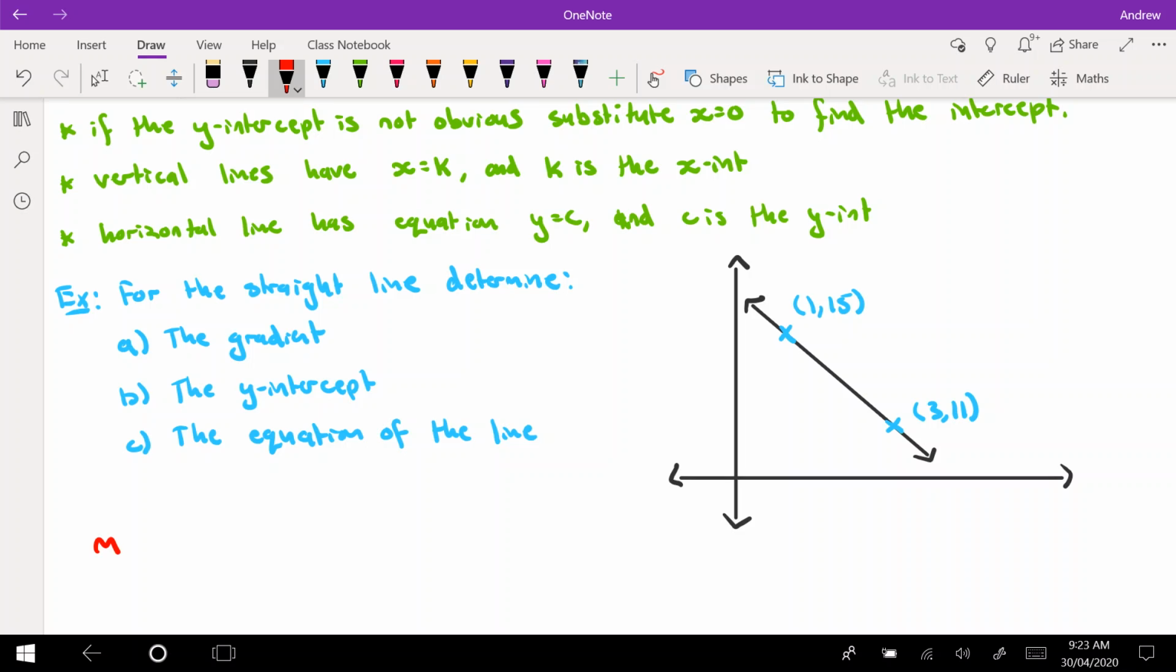So we know that the gradient is equal to y2 take y1 over x2 take x1. Now, it doesn't matter which is your 1 and 2 in this question. You can pick 1 as 1 and 1 as 2, but just make sure you don't swap them around. So let's just call this one point 1 and that point 2.